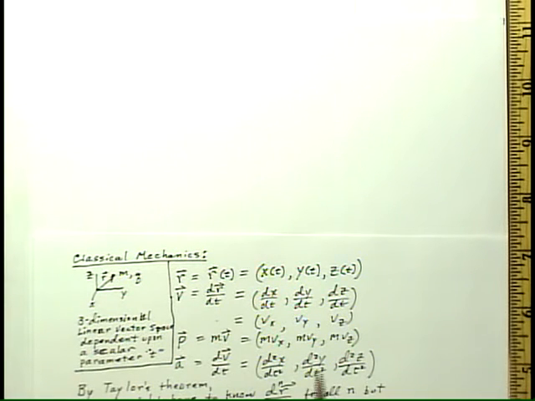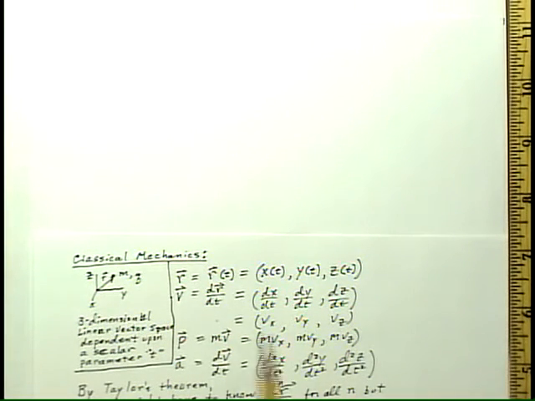Classical mechanics begins with the idea of a particle of mass m and charge q located in a three-dimensional space with a right-handed coordinate system x, y, and z. The particle is positioned at the end of a vector r in 3 dimensions, where r is a function of time and consists of 3 components: x of t, y of t, and z of t, 3 functions of one parameter.